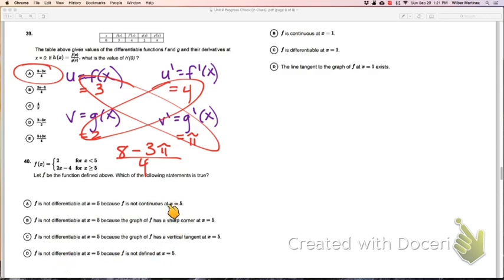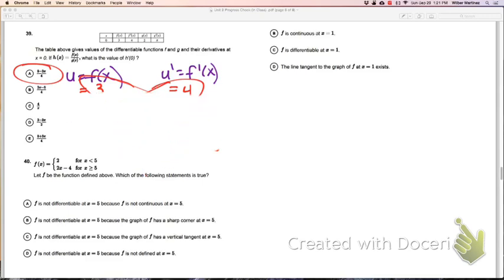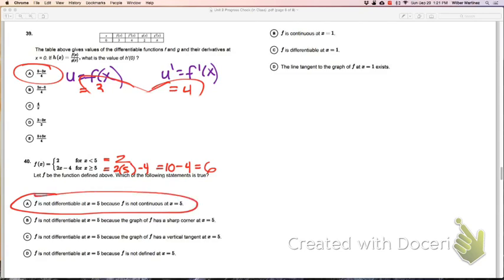Is it because it's not continuous? Is it because it's not defined? Is it because it has a sharp corner? Or is it because it has a vertical tangent line at 5? So the very first thing we should check for is continuity of a piecewise function. So if I plug in 5 to the first function, I get 2. If I plug in 5 to the second function, I get 2 times 5 minus 4, which is 10 minus 4, which is 6. So automatically, since the left and right hand limits are not equal on the original function, we can say that the function is not continuous at 5. Therefore, answer choice A is the reason why this function is not differentiable.